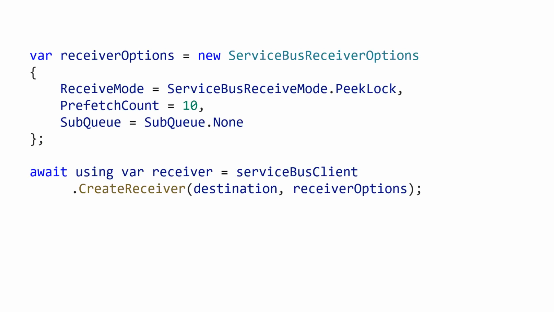For the manual receive mode, we have to create this service bus receiver options. We tell it which receive mode we want to use. Here I'm using the service bus receive mode peek lock. What peek lock means is that for the duration of up to 5 minutes by default, the message that we receive on a specific client belongs to us.